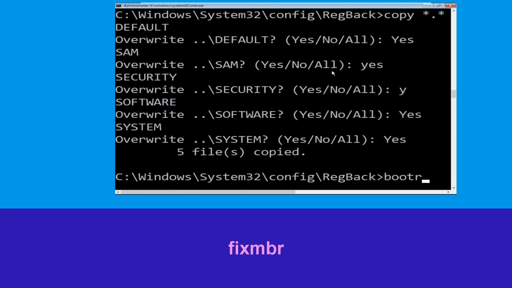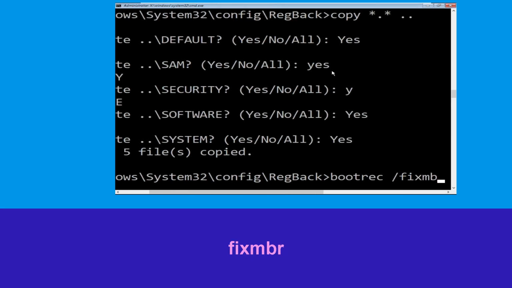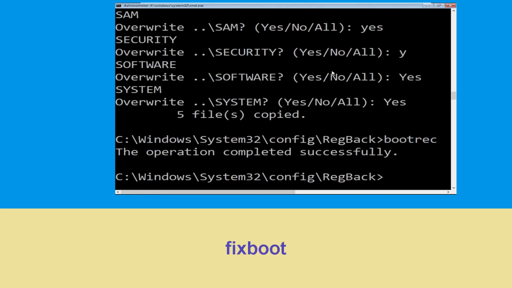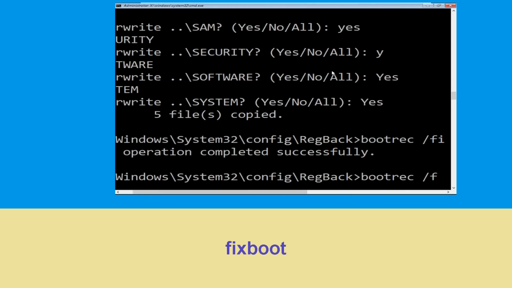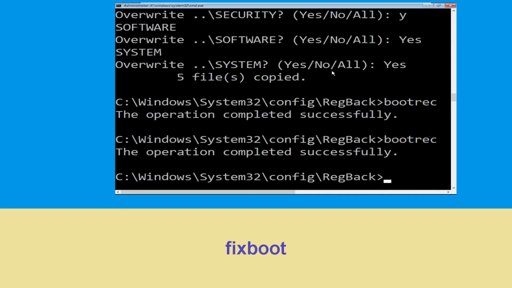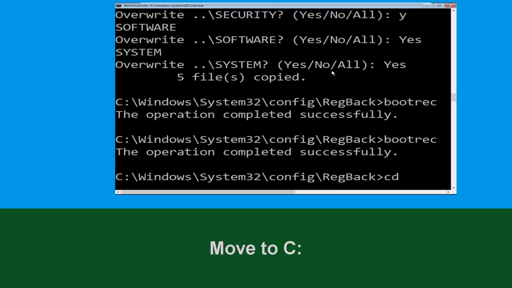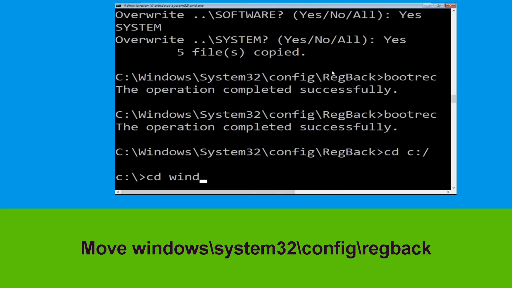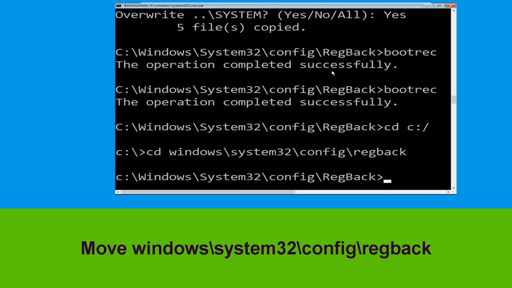Now execute this command. Type bootrec space /fixmbr and simply hit enter. Now execute this command. Type in bootrec /fixboot and hit enter. Now type cd space c:/ and simply hit enter. Now execute this command. Type cd space windows/system32/config/regback, then simply hit enter to execute this command.